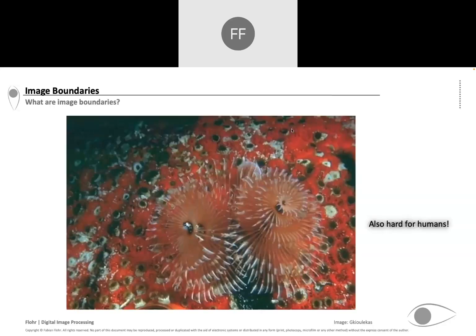What would you do here? It's kind of a sea anemone. Not sure if I spelled it correctly. Sea anemone. What would you say? What is the boundary here?